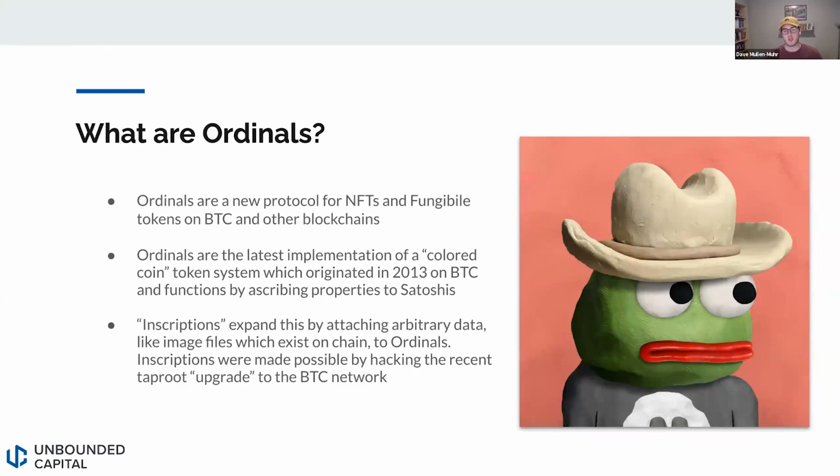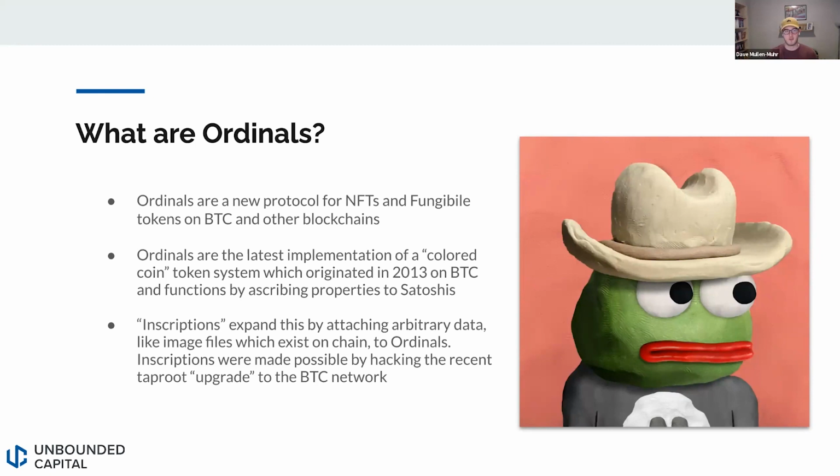And then inscriptions expand on this by letting you attach arbitrary data. So you could attach an image file, which could be an NFT, and that would be ascribed to individual Satoshis, which you own on the BTC blockchain or whichever network is implementing the ordinals protocol. And this is all made possible by a hack in a recent upgrade to the BTC network called Taproot, which let people attach this arbitrary data, which formerly wouldn't have been possible. But now image files and things like that can be put into on-chain data.